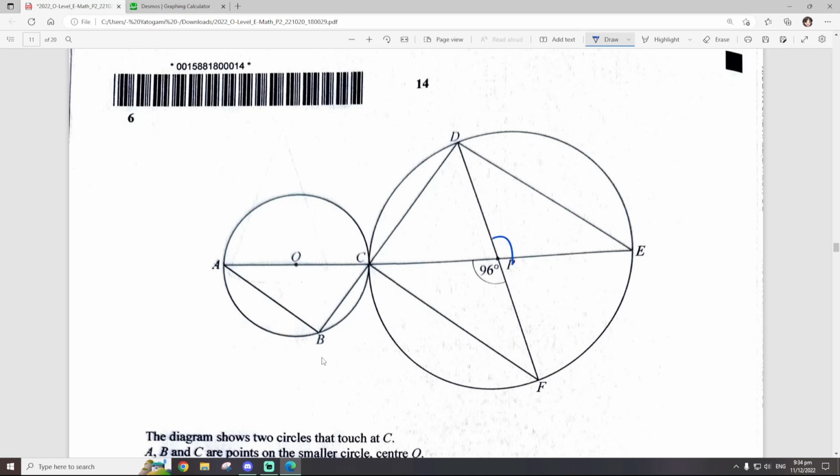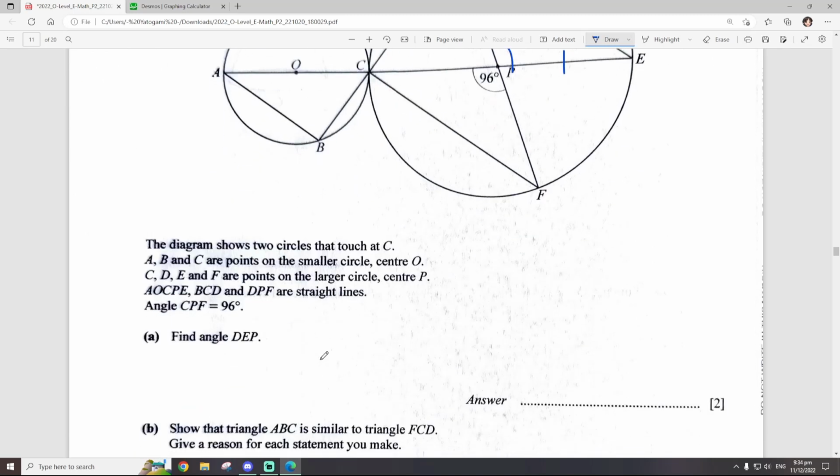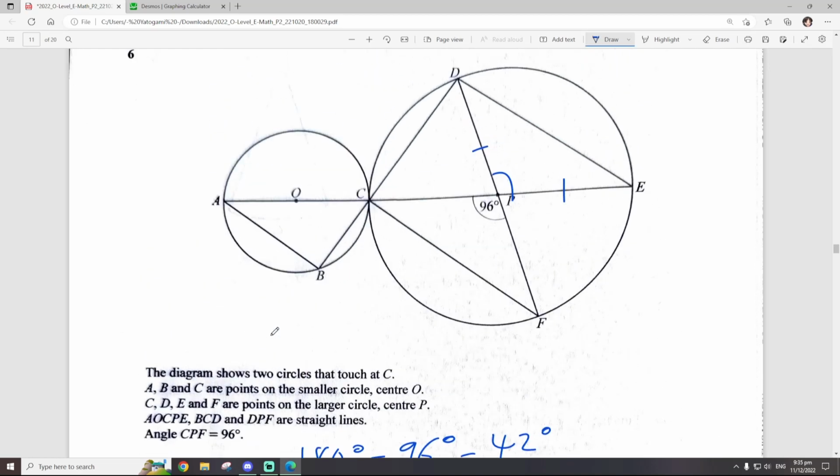First of all, this is also going to be 96, and then these two are equal because radii. So 180 degrees minus 96 degrees equals 84 degrees. So you can actually divide this by 2 if you want to take a shortcut. Yeah, it's 42 degrees. You can write down the statement if you want. The question did not specify to write down a statement, so I don't think you need to, but of course it is good to know the reason.